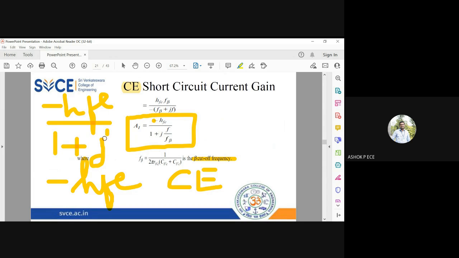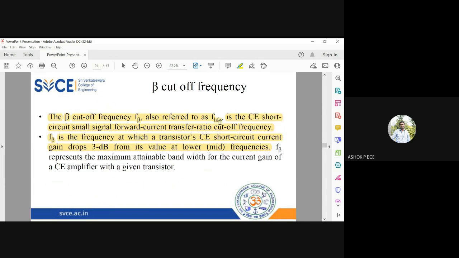And HFE by root 2 is equivalent to, we have seen how to find the bandwidth, right? So HFE by root 2 corresponds to 50% of the power. So f beta is the frequency at which the forward current gain drops by 50%, or if you say in dB, it drops by 3 dB from the maximum value, the constant value in the mid frequency region.